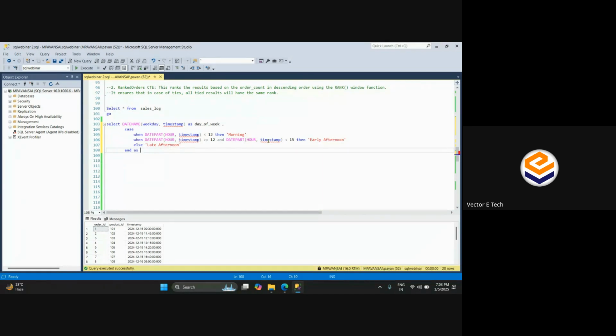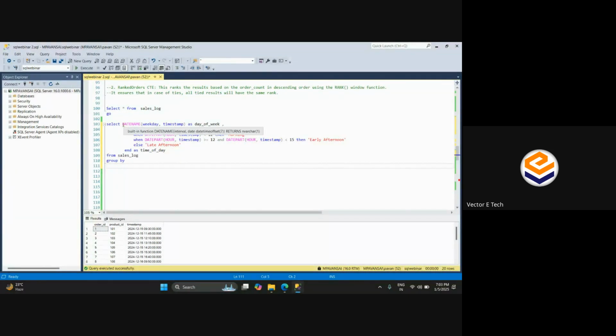Let us call this particular column time_of_day. Like this, we have to use understandable names. From which table are we choosing this? The table name is sales_log. Now if you want to execute, you need to use group by, right? Why? Because we used those functions.